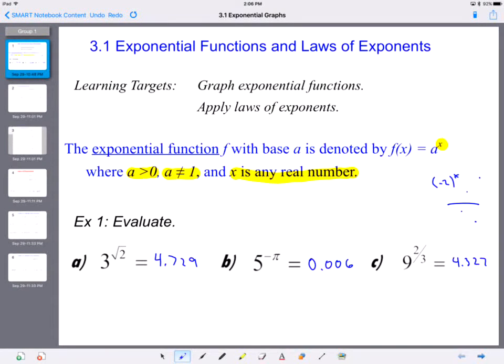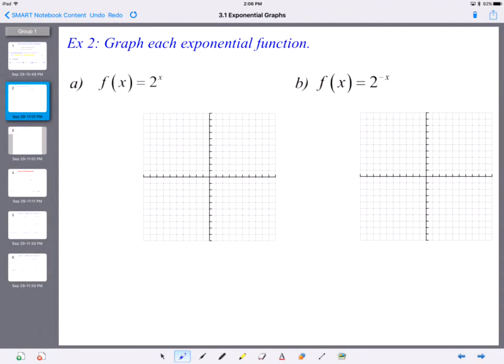So those are exponential expressions that we're looking at, and once again, just realizing that you can plug any value of x into those. Let's go ahead and look at the graphs of exponential functions.